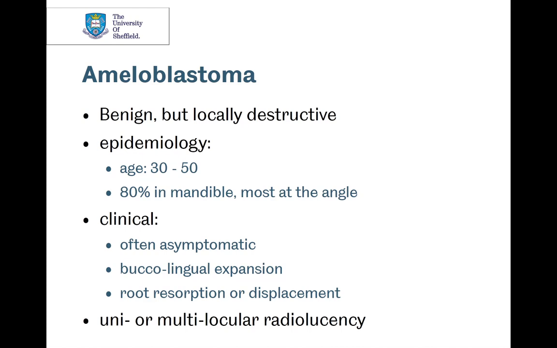Clinically, at an early stage when they're small, they are often asymptomatic. But buccal lingual expansion can be quite prominent with them, and this can be a useful thing in distinguishing this from an odontogenic keratocyst, in which there doesn't tend to be very much buccal lingual expansion. As it is a rather destructive lesion, there is often root resorption and/or displacement of teeth associated with it. As far as the radiographic appearances are concerned, it can be a uni or more commonly a multilocular radiolucency in the mandible.